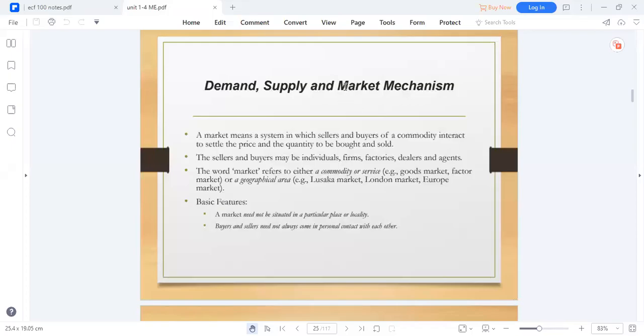Our session today will be demand, supply, and the market mechanisms.